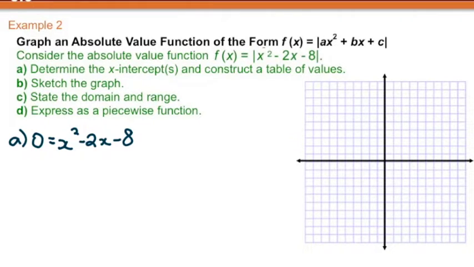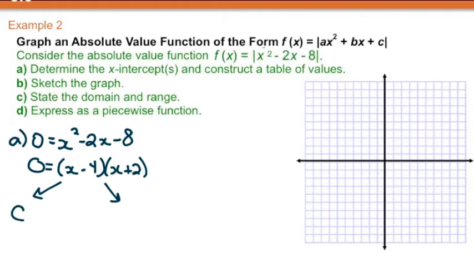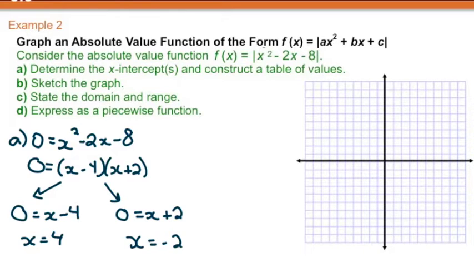We have a couple of options. Easiest one in this case would be factoring. Since this factors easily, we need two numbers that multiply to negative 8 and add to negative 2. That would be negative 4 and 2, so x minus 4 and x plus 2. Split this off to solve it. We get on the left that x equals 4, and on the right that x equals negative 2.